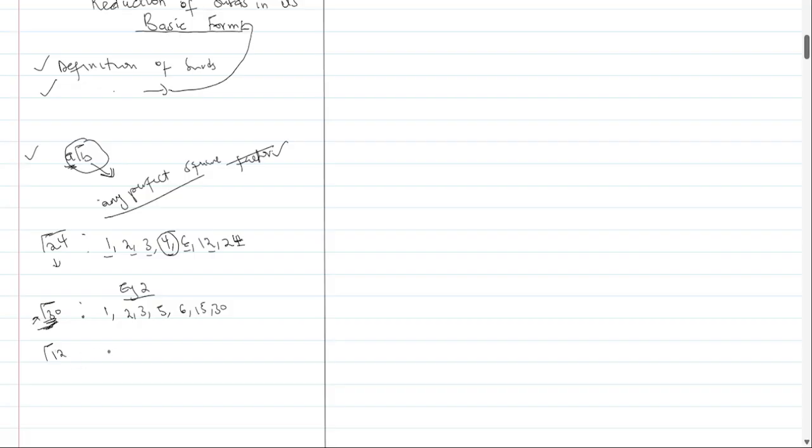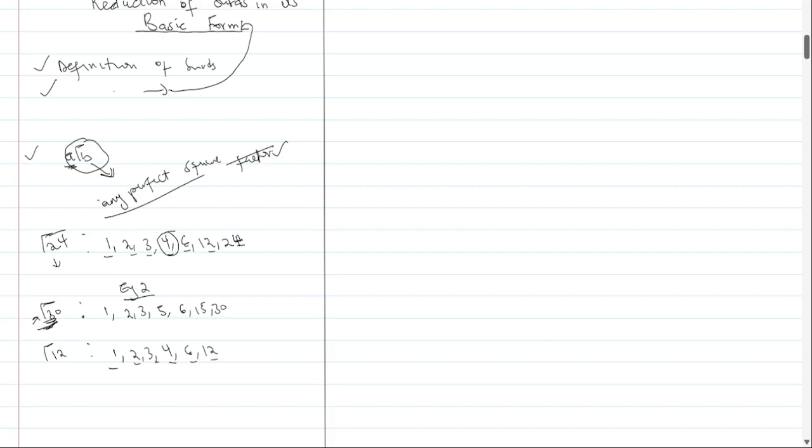Last example, square root of 12. Is this in its basic form? Okay, try your hands. You can pause the video to try. For the sake of time, I'm doing it. So you list down the factors of 12. We have 1, 2, 3, 4, 6, and then 12. Ask yourself, is there any number which is a perfect square?